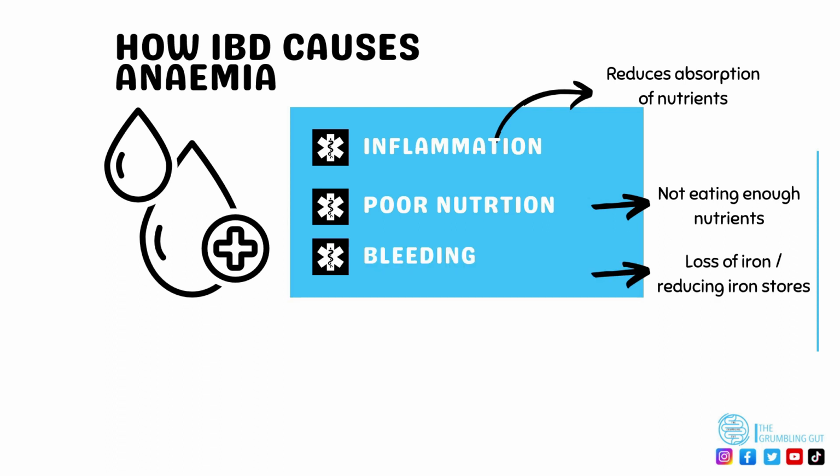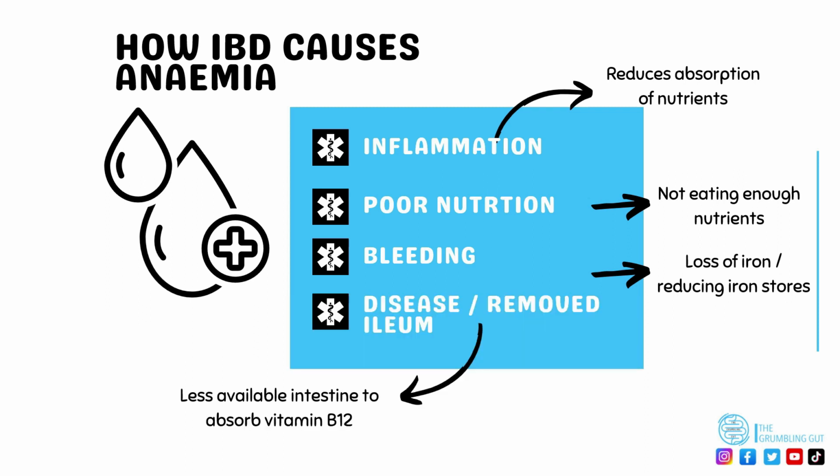The blood loss associated with IBD also causes iron stores in the body to become depleted to compensate for what is being lost. Also, a removal of a portion of the terminal ileum due to IBD surgery can reduce the available area for vitamin B12 to be absorbed, leading to vitamin B12 deficiency. And this is also the same for having inflammation within the terminal ileum, which can reduce the ability of the body to absorb vitamin B12.